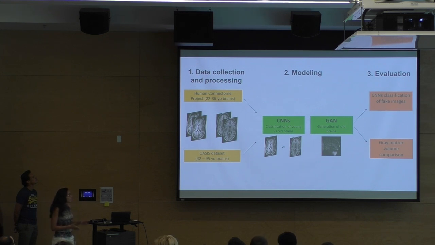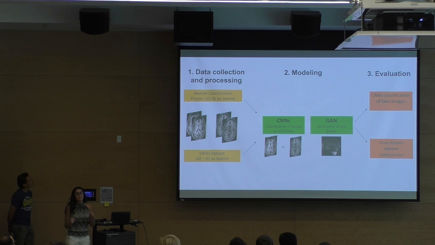And then we had our modeling part. So we first tried to model with the CNN whether we could classify older and younger brains. And in parallel, we worked on a generative adversarial network to try to produce images of older brains from younger brains. And then we had our evaluation stage, which is not totally completed yet, but we got started.